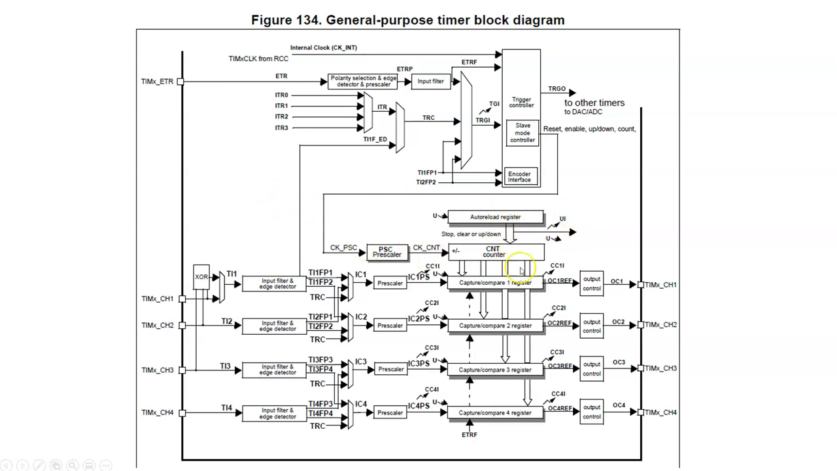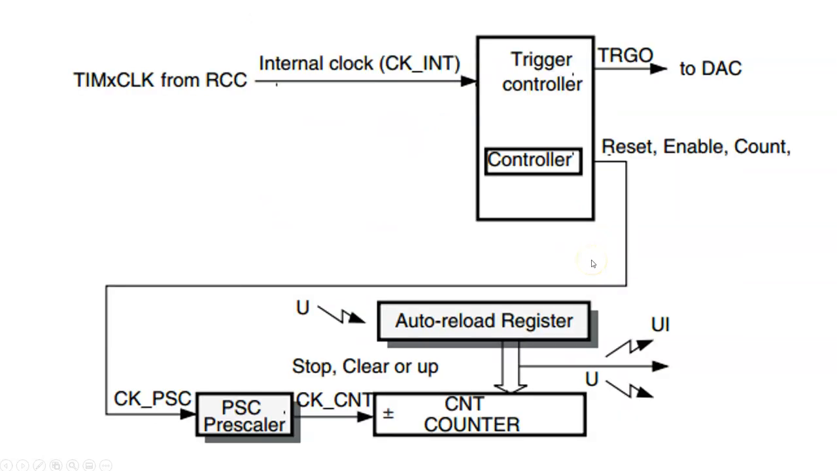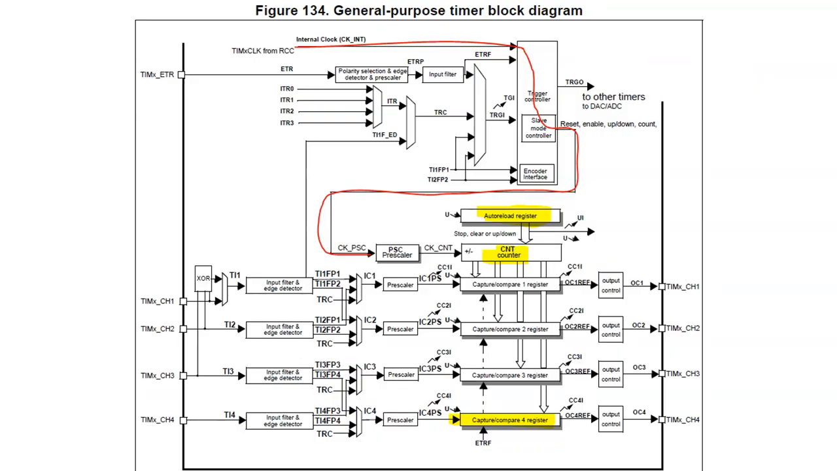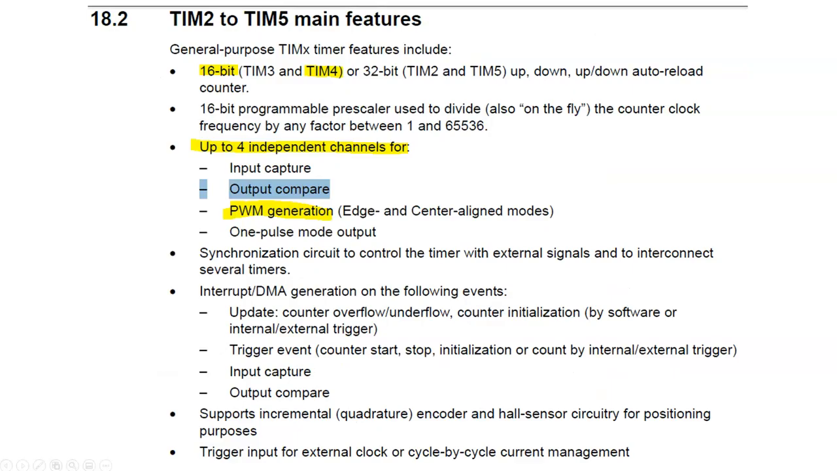Well, this part right here looks somewhat familiar because they look like this. So the general purpose counters are basically our basic counters. If you look at this trace right here, internal clock going through the trigger controller, which we're not using right now, into the prescaler and the counter. They look the same. Except now, if you read the description of the general purpose counter, it says up to 4 independent channels. 16-bit counter with 4 independent channels.